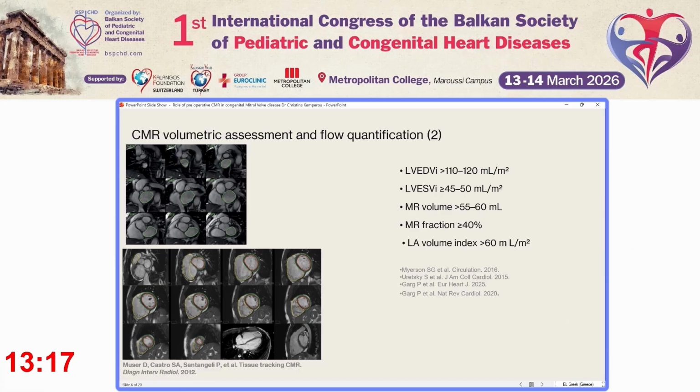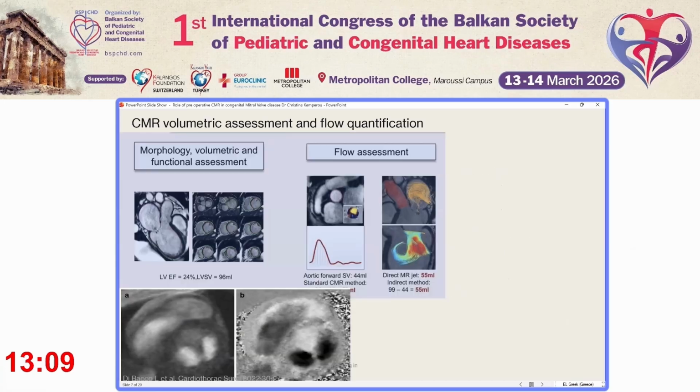Compared to echo, CMR volumetric analysis has been shown to have superior correlation with surgical outcomes. In mitral regurgitation, CMR provides a highly reproducible quantitative assessment. Using the principle of conservation of mass, the regurgitant volume can be calculated by combining ventricular volume analysis with flow measurements.